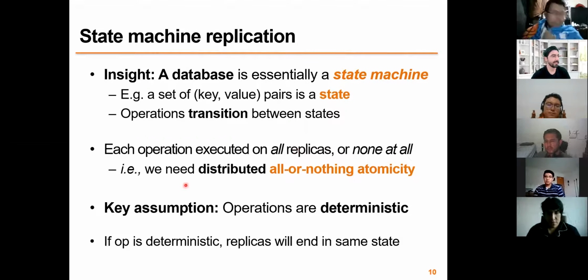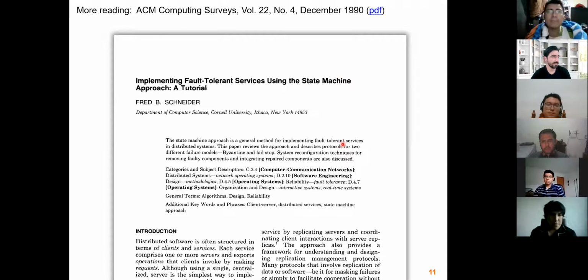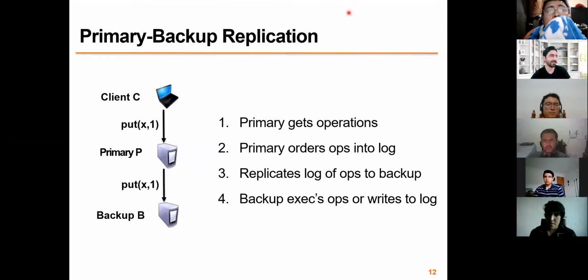So we need this distributed all-or-nothing atomicity in this consideration. You can refer to this paper for more reading about what we discussed about fault tolerance, achieving fault tolerance using the state machine approach. It's a tutorial paper, easy to follow if you are interested. It's from 1990.